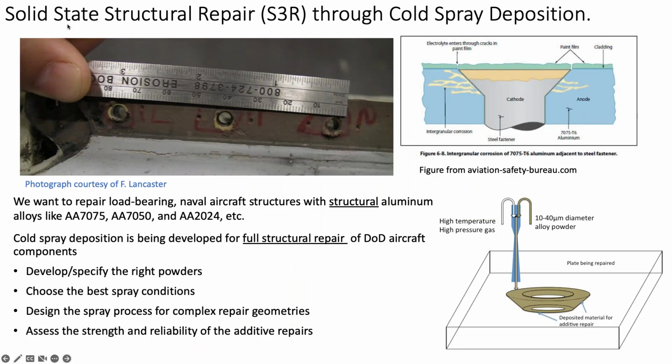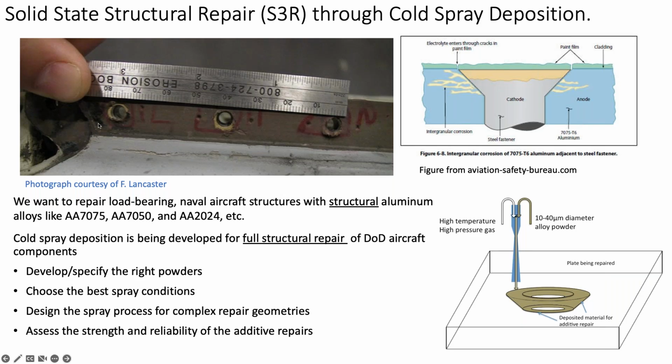We're actually trying to move. There's a very large program on solid state structural repair. And so what I showed you before is called dimensional repair. You're just trying to replace missing material. Now we're trying to replace missing material, but we're trying to take structural or mechanical loading credit for it. And there's a number of things that you need to consider in terms of what kind of powders you're using, obviously what kind of spray conditions, what kind of geometries, and then we spend a lot of time looking at the strength and reliability.